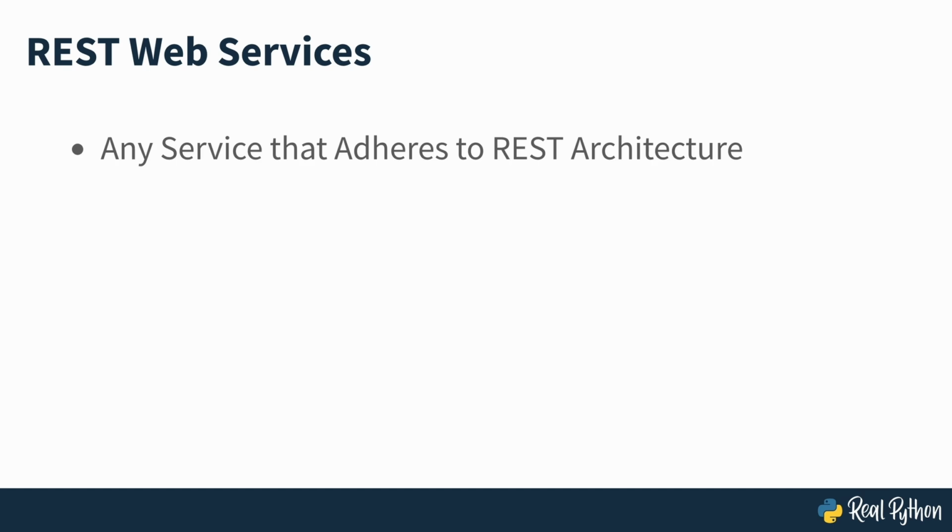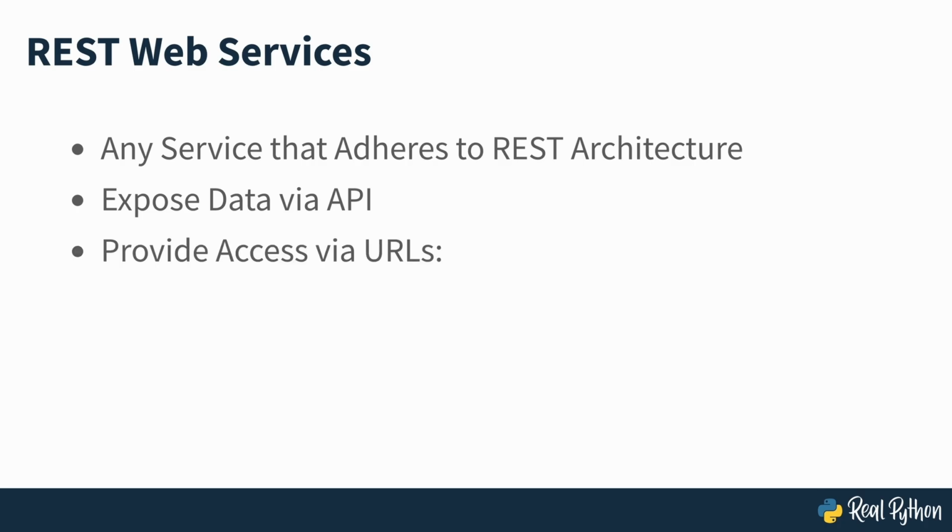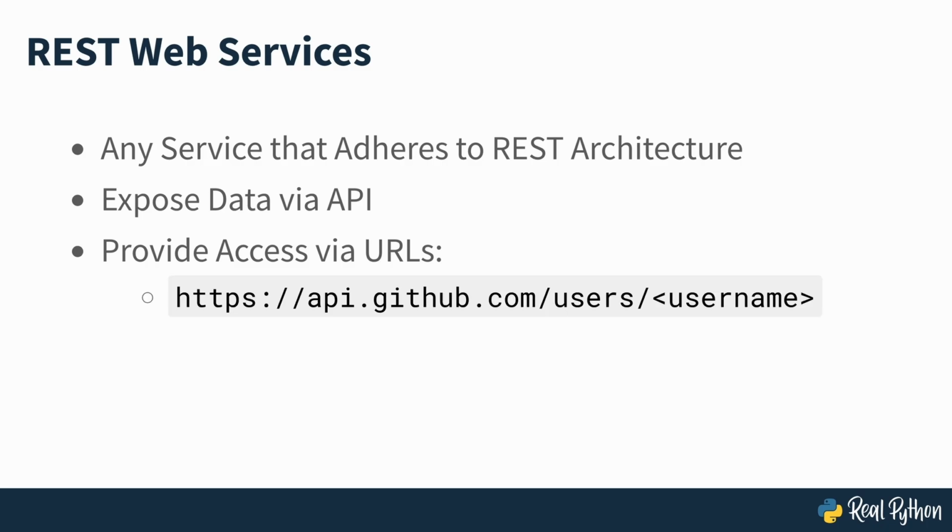These web services expose their data to the outside world through an API. REST APIs provide access to web service data through public web URLs. For example, on screen is one of the URLs for GitHub's REST API. This URL allows you to access information about a specific GitHub user. You access data from a REST API by sending an HTTP request to a specific URL and processing the response.